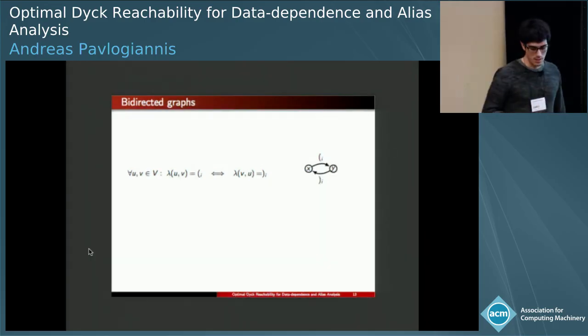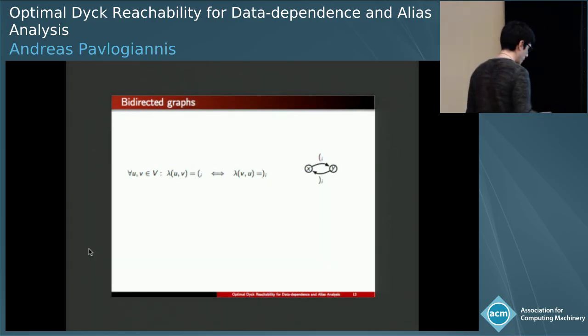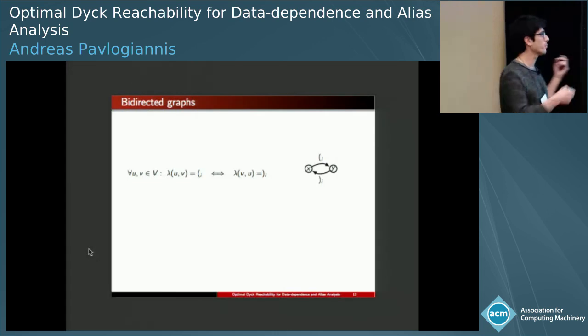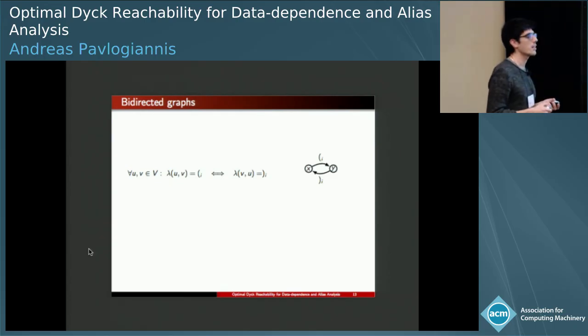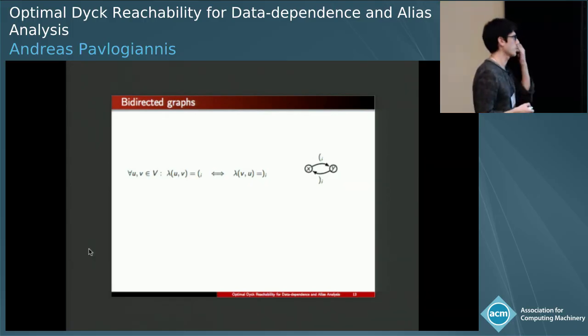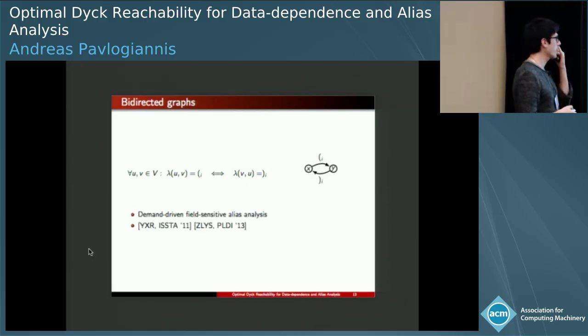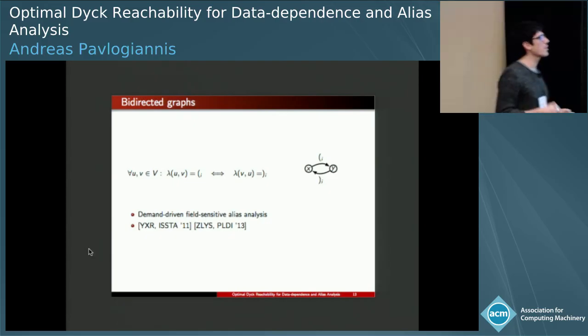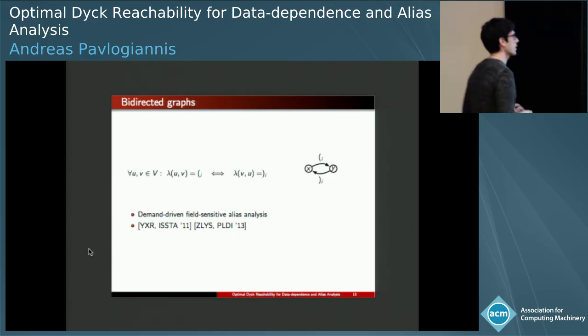It turns out that in several applications, we deal with special graphs here, which are bidirected graphs. The idea is the following. Your graph is bidirected if whenever you have an edge from X to Y, like here opening a parenthesis, you're guaranteed to have the inverse edge closing the same parenthesis. So this is an if and only if statement. Right? And these graphs arise very often in demand-driven alias analysis. So the question is, given this extra property now, can we do anything better?